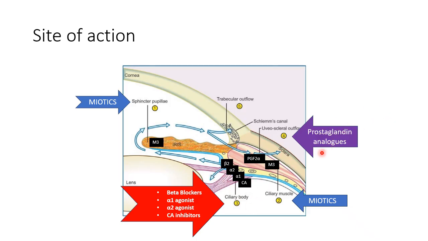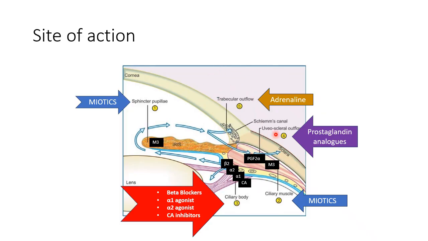Then we have prostaglandin analogs. Where do they act? They act on the uveoscleral outflow. They increase the uveoscleral outflow. They act on these prostaglandin receptors present within the ciliary muscle. They are also believed to act on the episcleral vascular flow, increasing the outflow, something to do with the episcleral vascular channels also. So this is the site of action of prostaglandin analogs, that is the ciliary muscle, and they work by increasing the uveoscleral outflow.